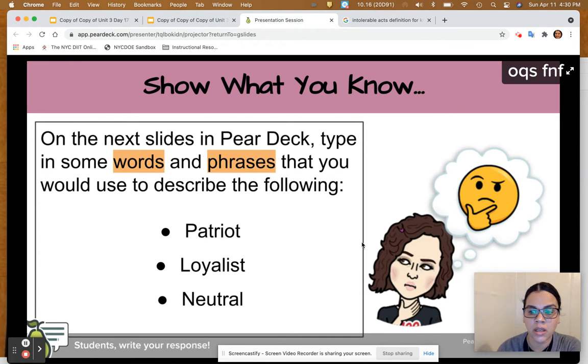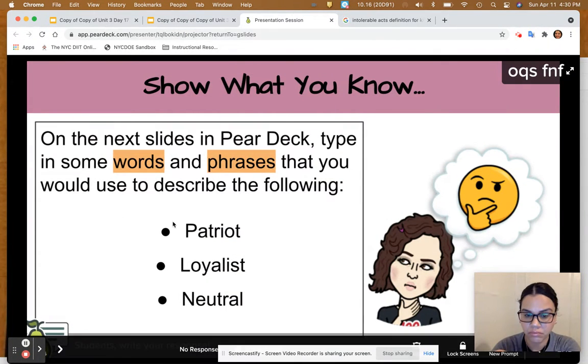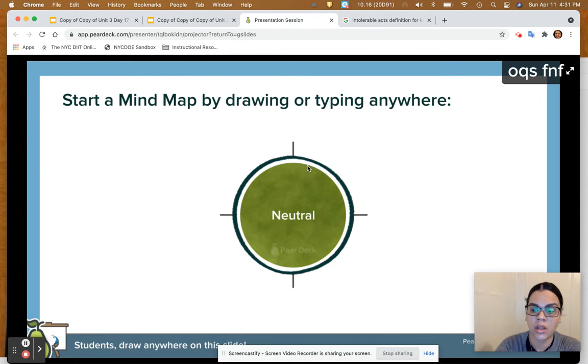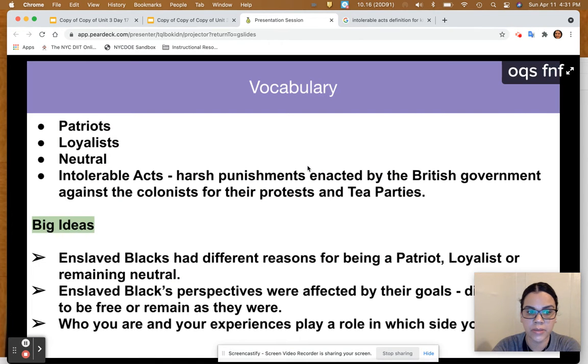You could begin with a review showing what you know, and have students interact on Pear Deck to list words and phrases that they would use to describe a patriot, loyalist, or neutral. Students would type in their responses, and then the responses would populate on a Pear Deck slide, which can be shared with all students.